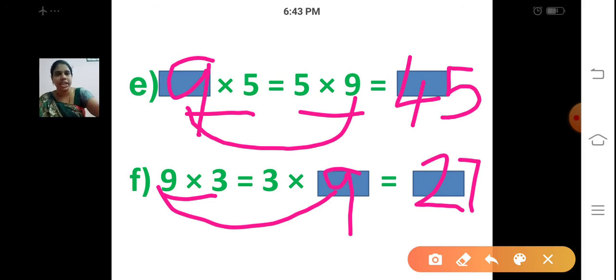I'll repeat it one more time. E sum: dash into 5 is equal to 5 into 9. So 5 into 9, change the order: 9 into 5. So write 9 into 5. 9 fives are 45. Next, F sum: 9 into 3 is equal to 3 into, change the order, so 3 into 9. Now 9 threes are 27. In the second box, write 27.